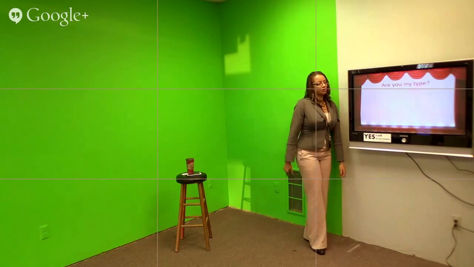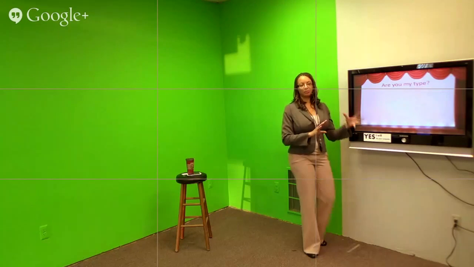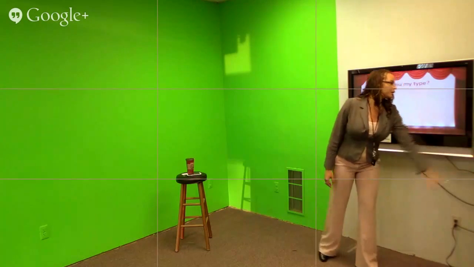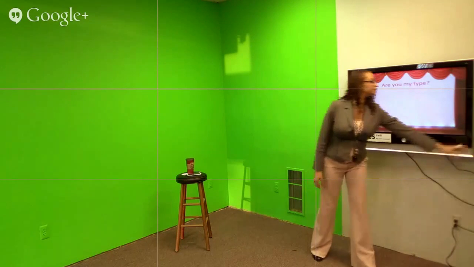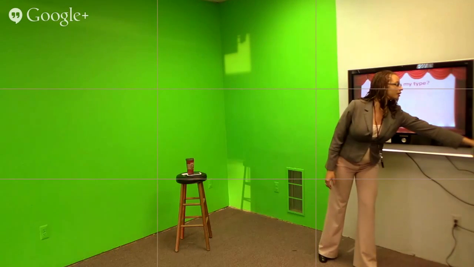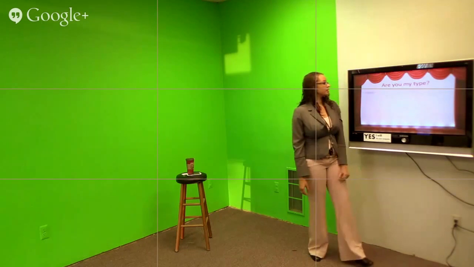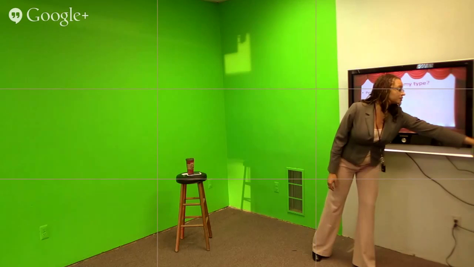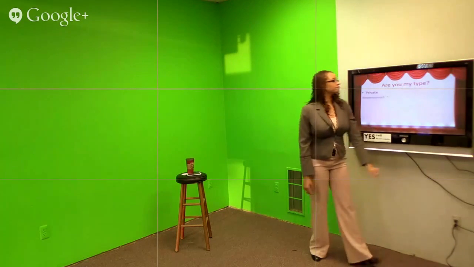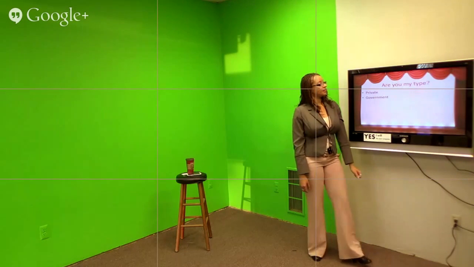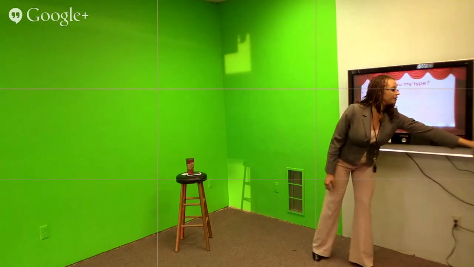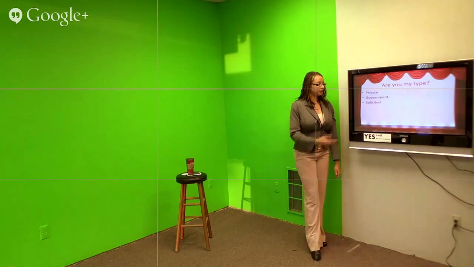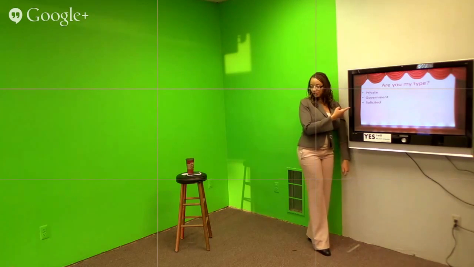So I label this part, Are You My Type? Because these are the basic types of grants that are out there. We have private grants. We've got government grants. And of course, we have solicited grants. And we'll talk a bit about that too.